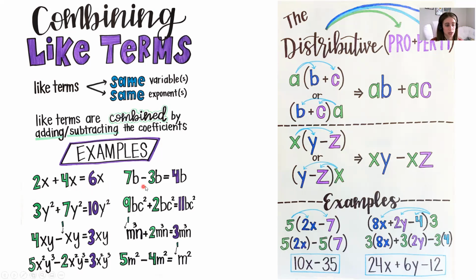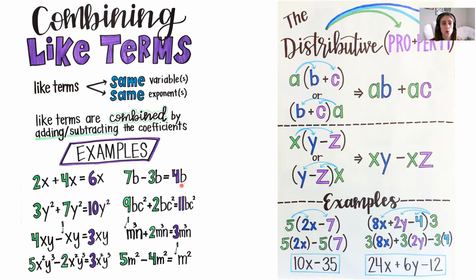If we look at this second one here, it also works for subtraction. So 7b and 3b are like terms because they both have the same variable. So because they're like terms, because they have that same variable, I can combine them. And in this case, we're being instructed to combine them through subtraction. So you just subtract the coefficients. 7 minus 3 is 4.